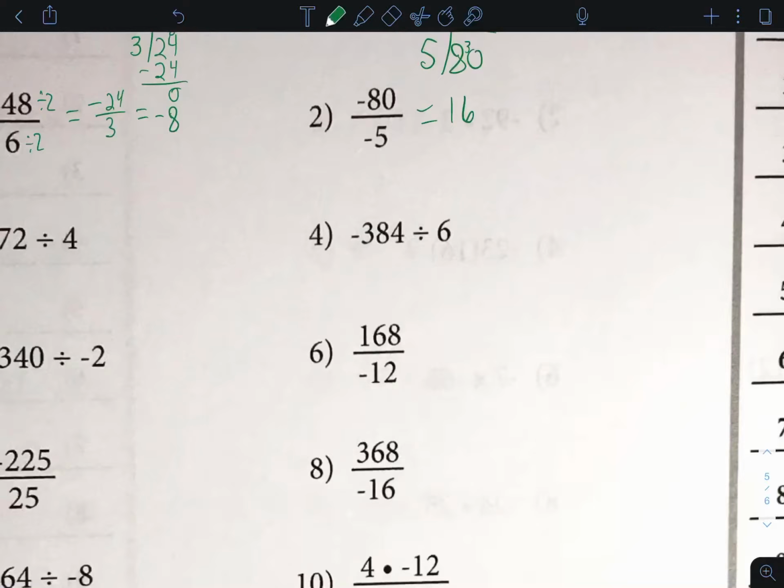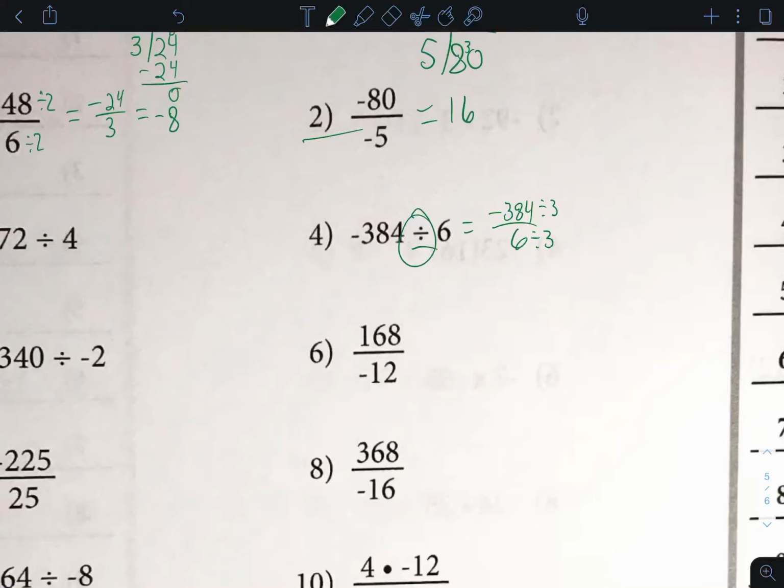On number 4, a divide symbol. That's why it's important that you read your fractions out loud, because sometimes we have division symbols. Negative 384 divided by 6 is what that says. The bar in a fraction means divided by. This symbol also means divided by. So as long as you read it right, you should be able to picture how you need to solve that. So with this, I'm going to reduce the bottom by 3.